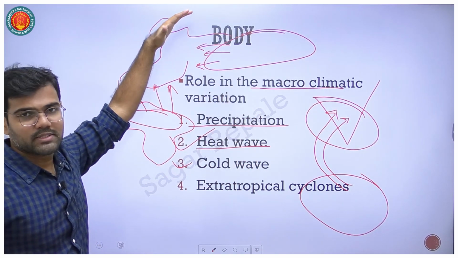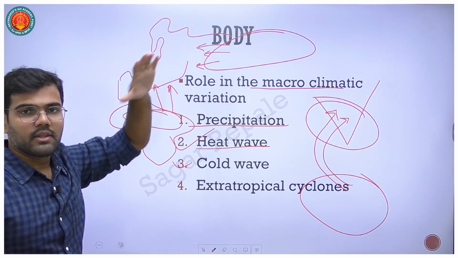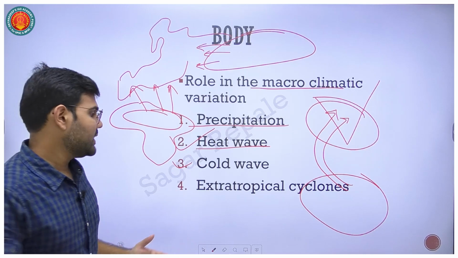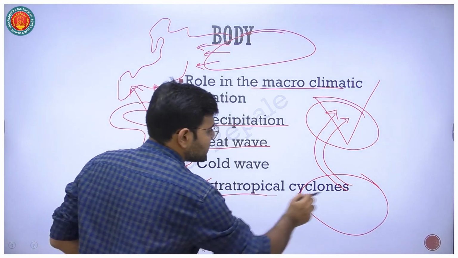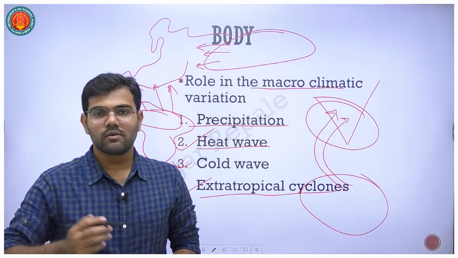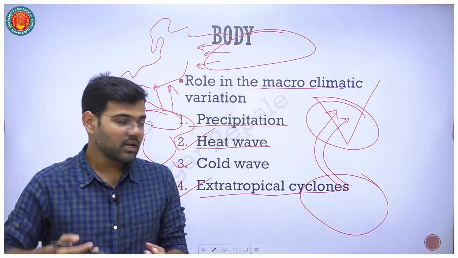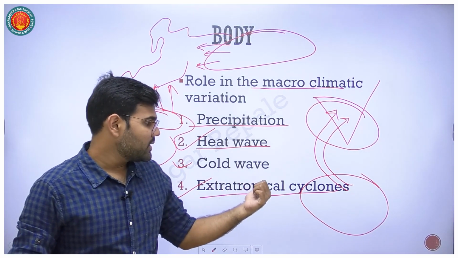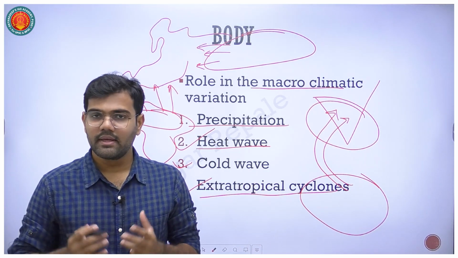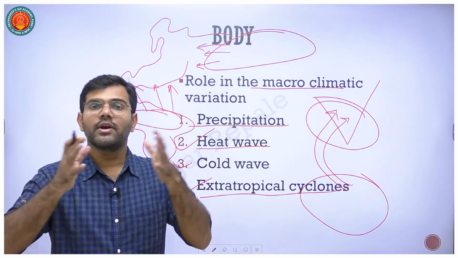Even the polar air mass, when it descends to the Europe, the Europe will face what? Cold wave conditions. Next, extratropical cyclones. So extratropical cyclones, how they are generated? Tropical cyclones we know, low pressure, high pressure. On the other hand, extratropical cyclones, also known as temperate cyclone, how they are generated? They are generated due to the frontogenesis.